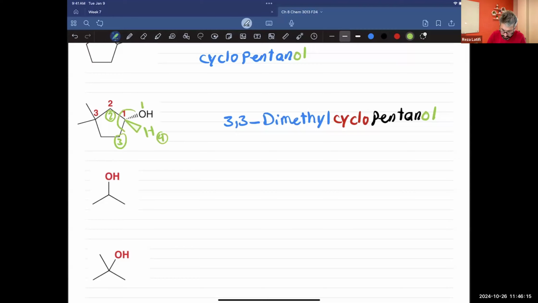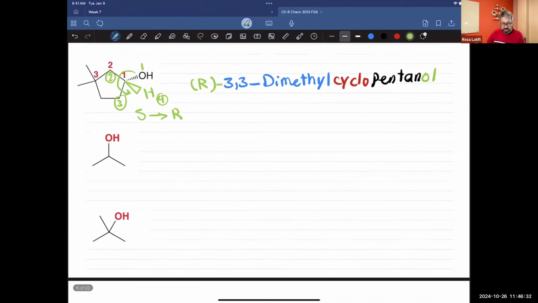If we follow the numbers, this is supposed to be S, but because the hydrogen is facing toward us, we flip it to R. So what's going to be the correct name for it? It will be R, and then you say 3,3-dimethylcyclopentanol. Okay, very good. Now, how do I name this compound? I can say 1, 2, and 3. So on the second carbon I have the alcohol, so it will be propanol.